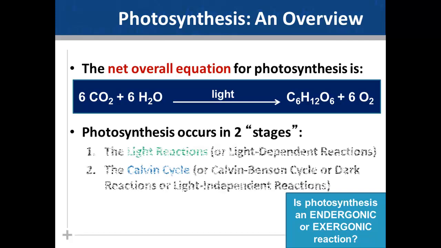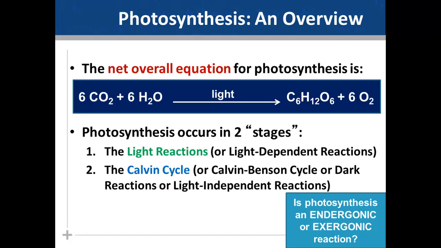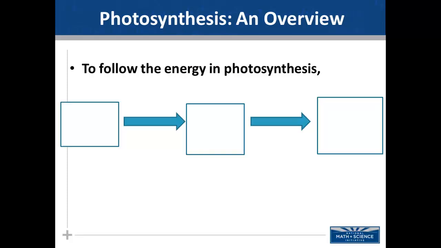Photosynthesis occurs in 2 stages. We've already discussed the light reactions or the light-dependent reactions in Module 1, and the Calvin cycle is the second piece, the second stage, and that's what we will be discussing today.